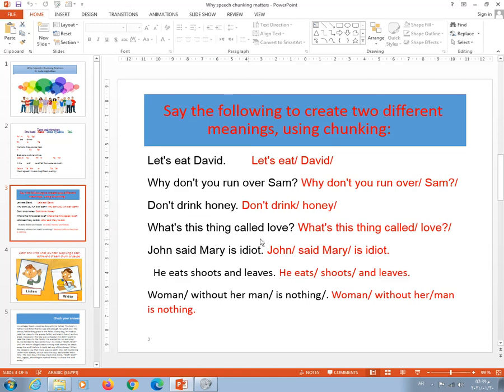What's this thing called love? Okay. And in the second, when we added further chunking markers, the slashes, we get different meaning. What is this thing called, love? Love here means dear.